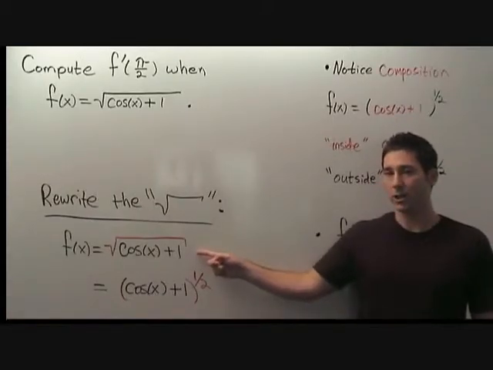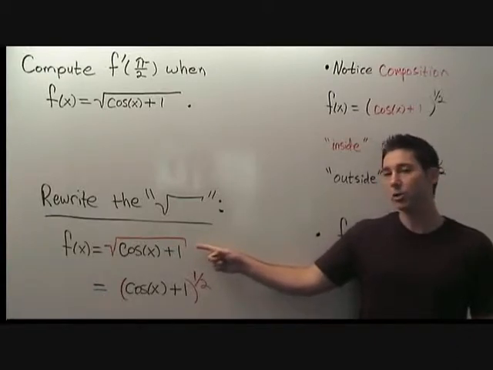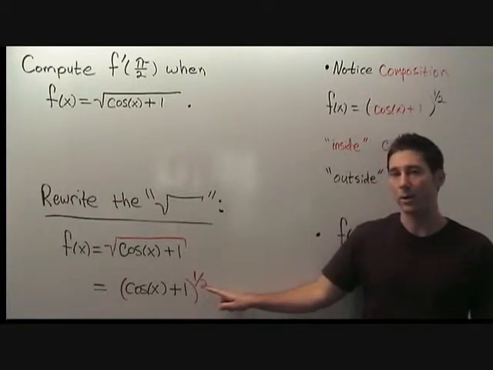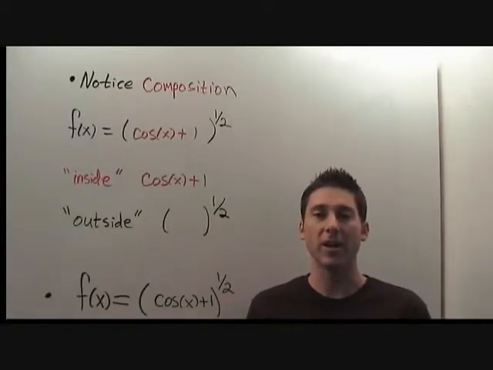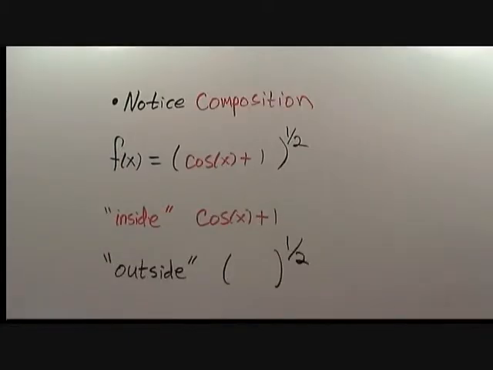This is the original function, and remember, whenever you see a square root, that's the same thing as raising the inside to the 1/2 power. The key thing to notice about our function f is that there's a composition of functions. That means we'll need to use the chain rule. We have the composition of the function cosine of x plus 1 with the other function raising something to the 1/2 power. The inside function is cosine of x plus 1, and the outside function is raising something to the 1/2 power.